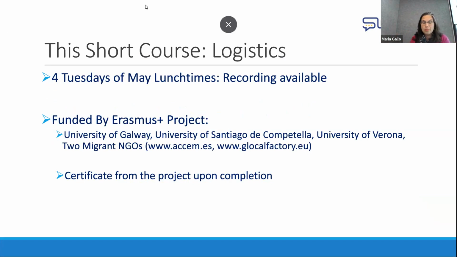This is an Erasmus Plus project, as Lorraine mentioned, and you can see the other partners that are there. Then there'll be a certificate upon completion of this course, so it's important for you to be aware of that. I hope you will come to all the sessions. Lorraine? Thanks, Maria. And yes, the 2 migrant NGOs that are working with us on this project, just to emphasize, there is a good partnership methodology to it. The content has been delivered in partnership with NGOs in Italy and Spain as part of this project.